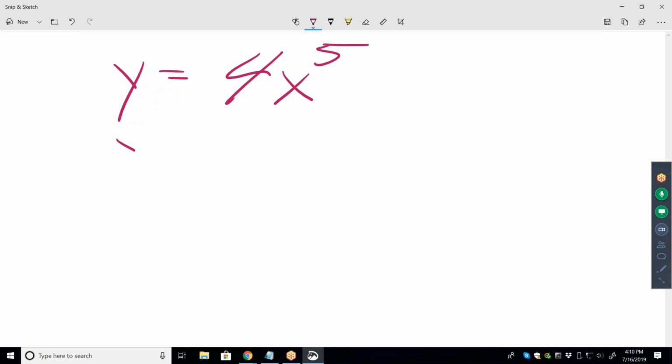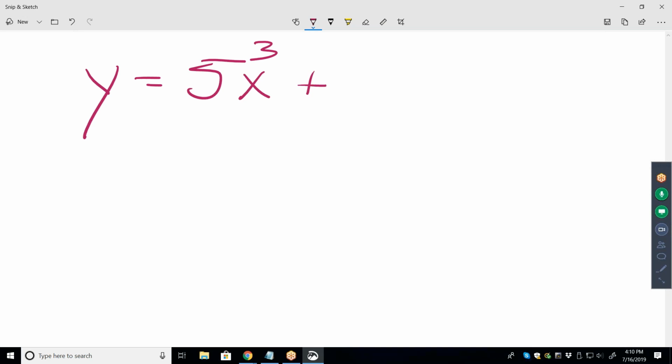What's y prime? All right, so that's going to be 20x to the 4th. Easy. If you have a polynomial like this, the derivative is the sum of the derivatives of each term as long as each term is being added or subtracted, not multiplied or divided.